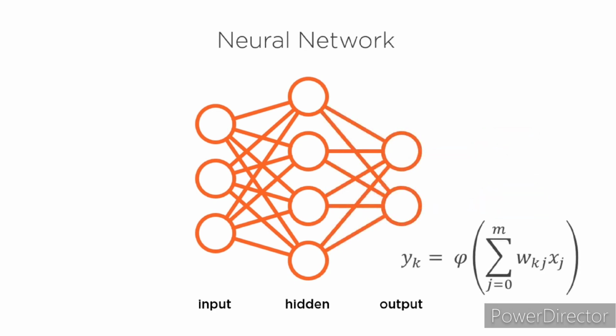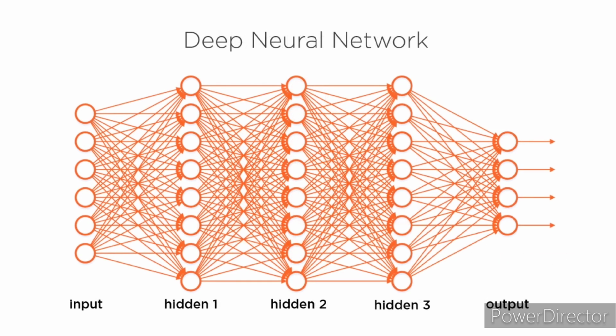There's a bit of math involved to make this entire process work. However, we're going to skip over all of the math to keep things simple. A deep neural network is a neural network with more than one hidden layer. Adding more hidden layers allows the network to model progressively more complex functions.